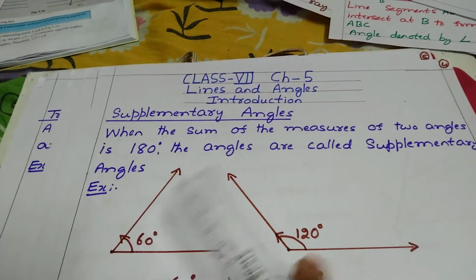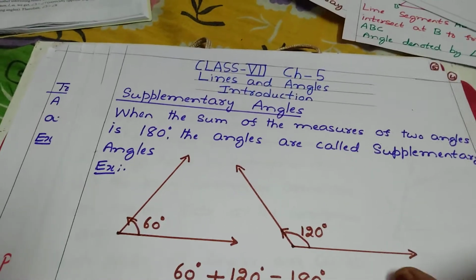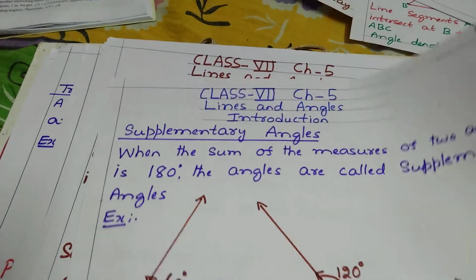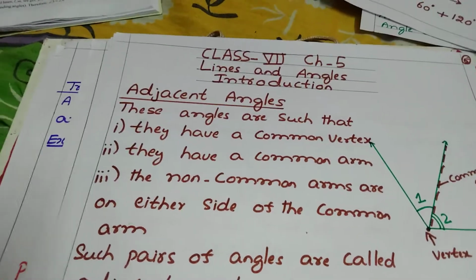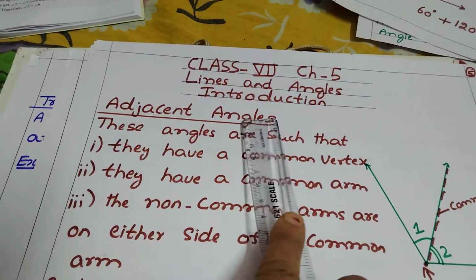So supplementary angles means 180 degrees. The sum of two angles should be 180 degrees. If it is, we call them supplementary angles. Next, adjacent angles. What are adjacent angles?